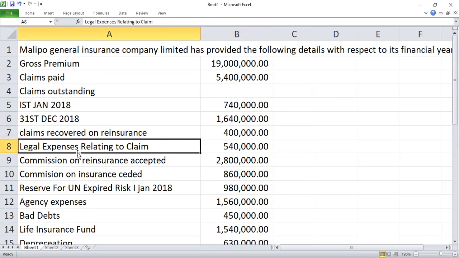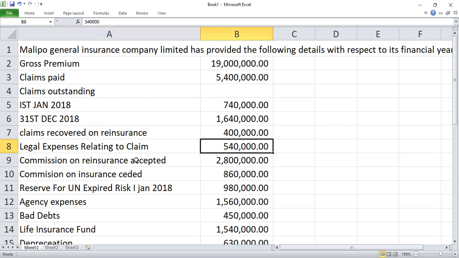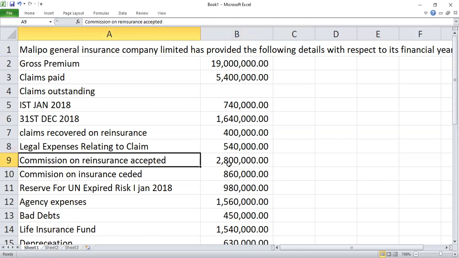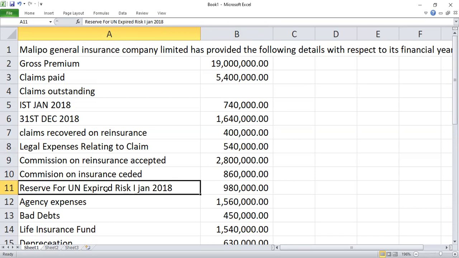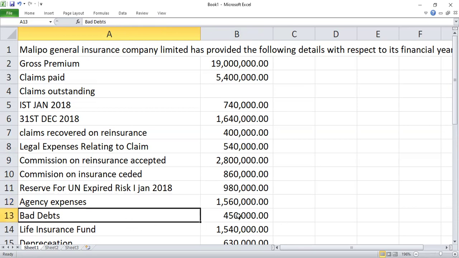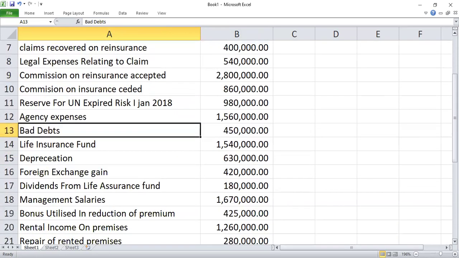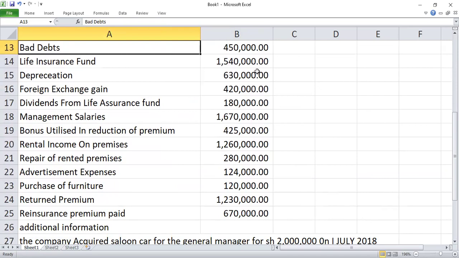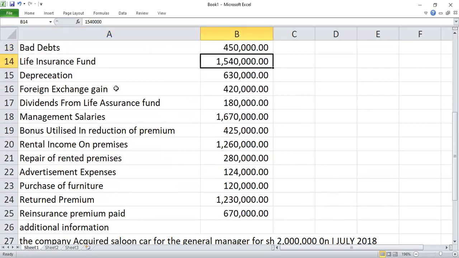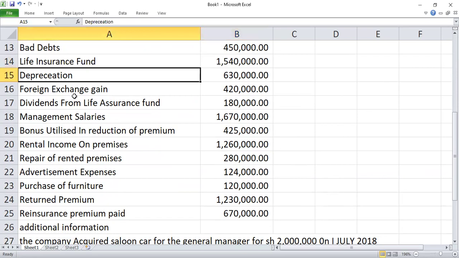We have legal expense relating to claims, 540,000; commission on reinsurance accepted, 2.8 million; commission on insurance ceded, 860,000; reserve for unexpired risk at 1st January 2018, 980,000; agency expenses, 1,560,000; bad debt, 450,000; next is life insurance fund, 1,540,000; depreciation, 630,000; foreign exchange gain, 420,000.